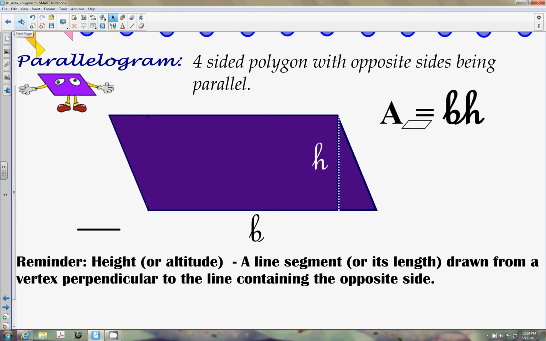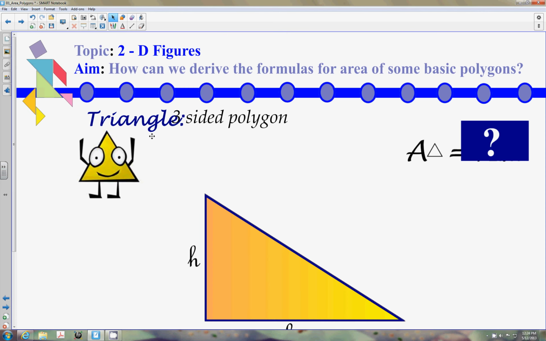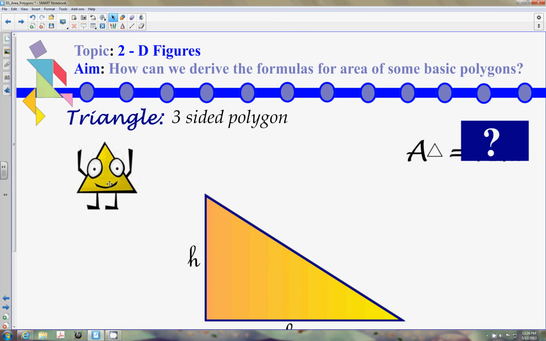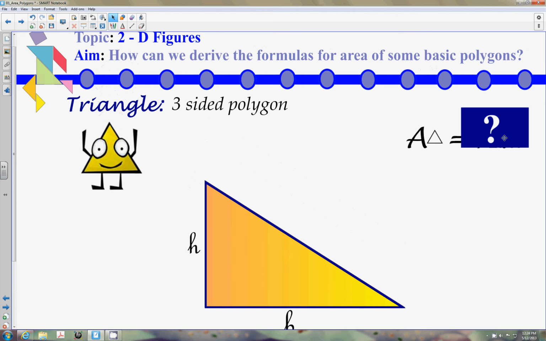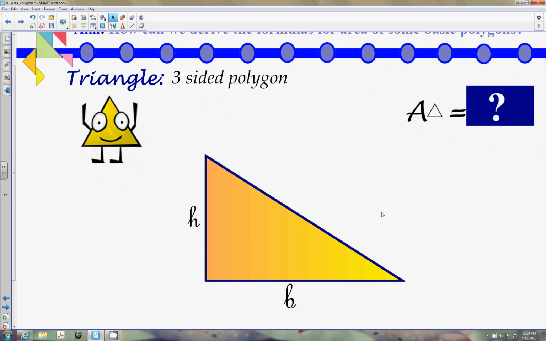So the next parallelogram. Oh, not the next parallelogram. I'm sorry. The next figure is the triangle. Woo! Happy triangle. All right. So here we go. Here's a triangle. Triangle's going to be funky. I'm not going to tell you the area formula for this one. No, I'm not giving that away. It's a secret. You guys are going to come up with it.